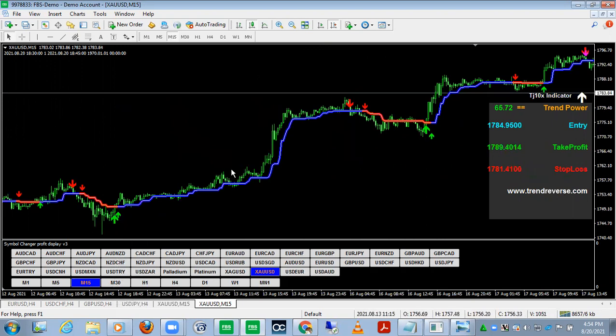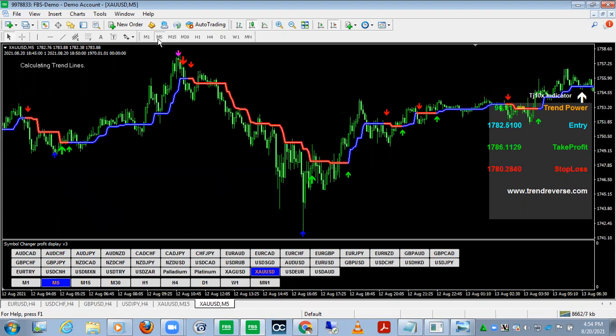I've noticed that in gold, most times it doesn't wait for the third signal. For those that trade gold, most times it doesn't wait for a third signal. You only see the third signal mostly on 5 minutes. But on 15 minutes and higher, most times you see two arrows.